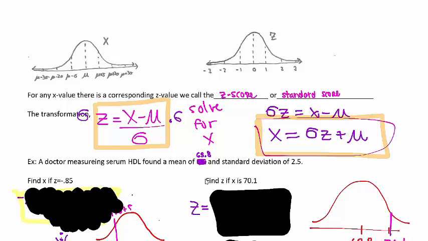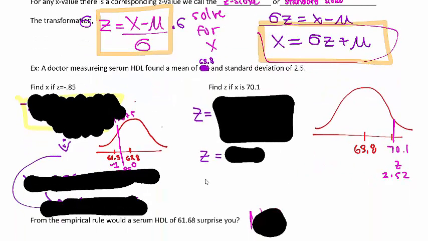Okay, so here's an example straight from the college. A doctor measuring serum HDL found a mean of, and I changed it to 63.8, and a standard deviation of 2.5. Find X, find the cholesterol that has a z-score of negative 0.85. So we're solving for X.